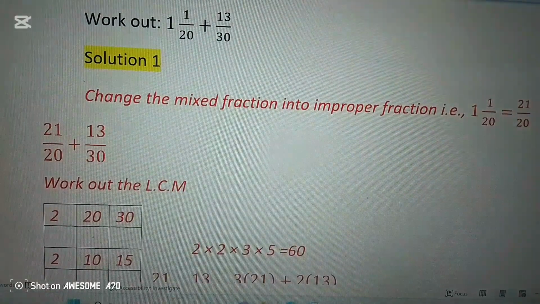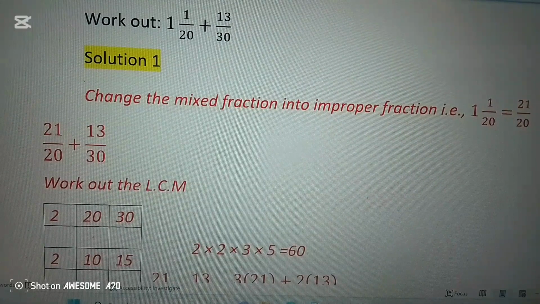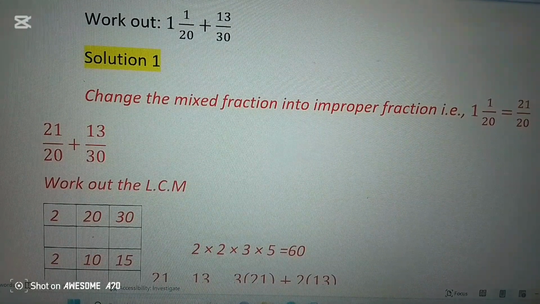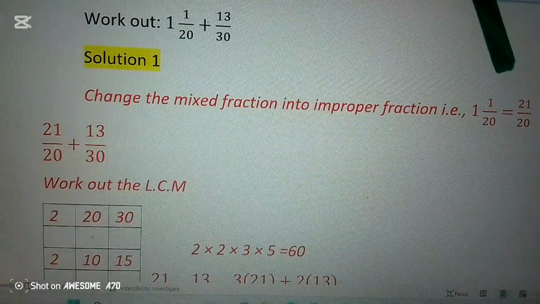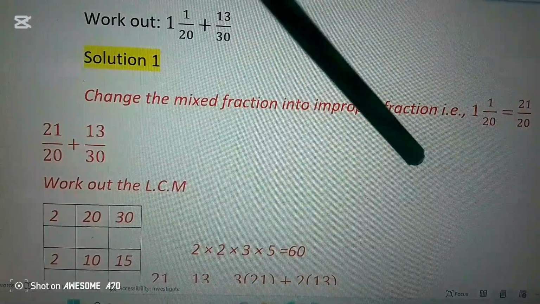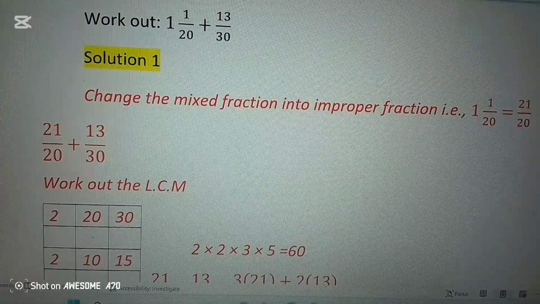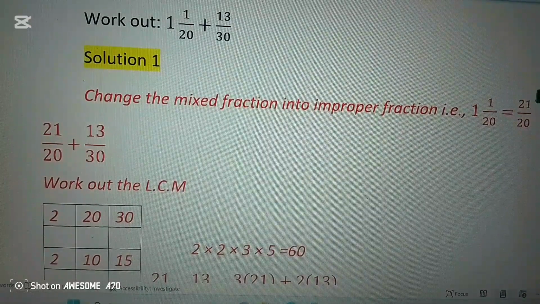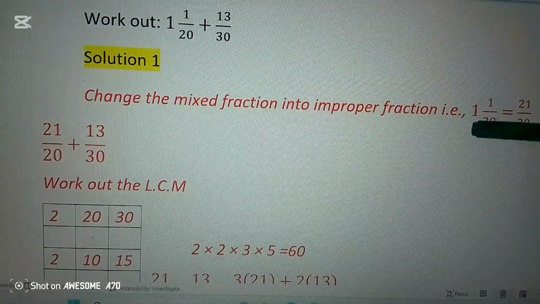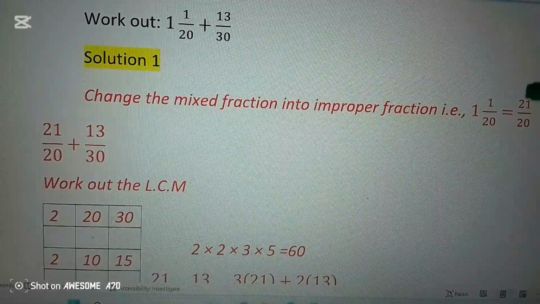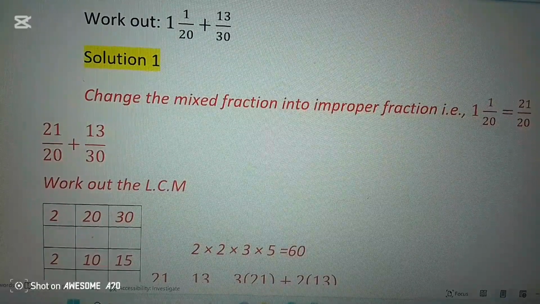To find our numerator, we take the denominator, multiply by the whole number, then add the numerator. So we take 20, multiply by 1, then add 1 to get our numerator. 20 multiplied by 1 is 20. Then if you add 1 to that 20, it's 21. So that's where we are getting 21/20.